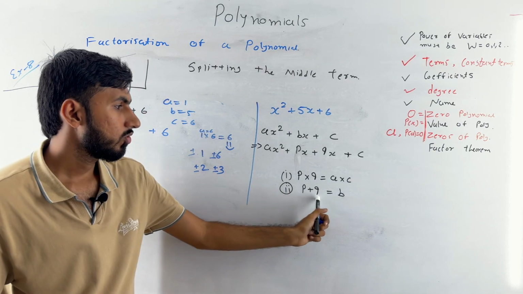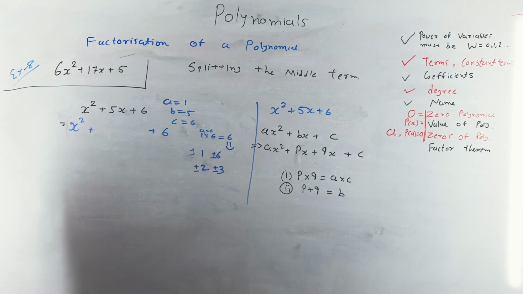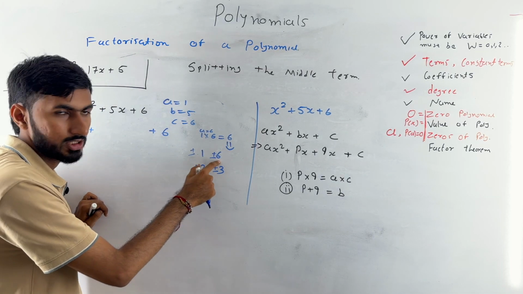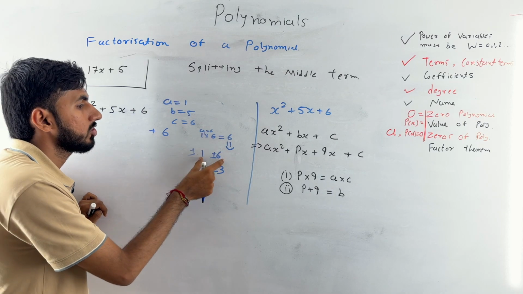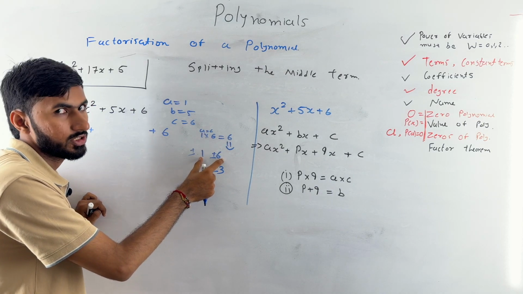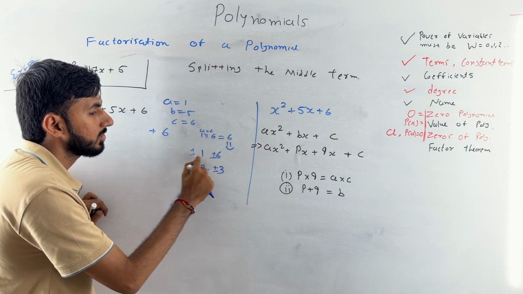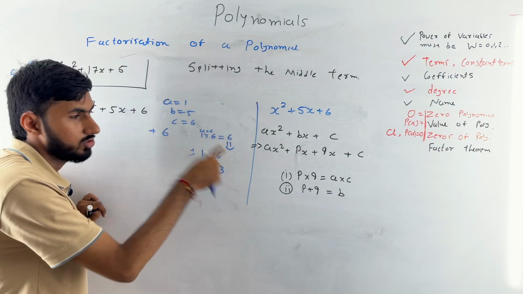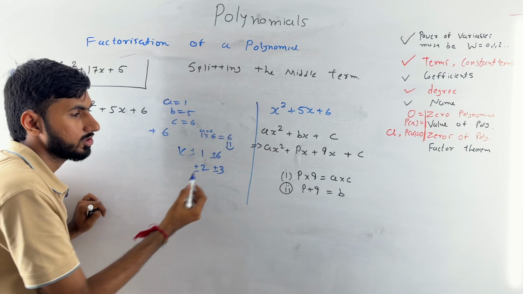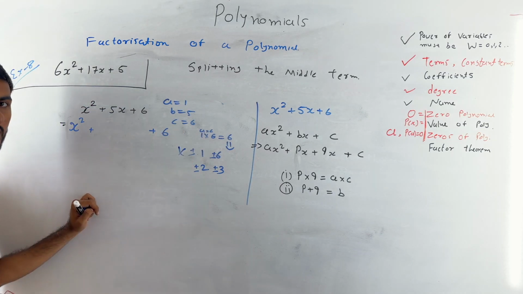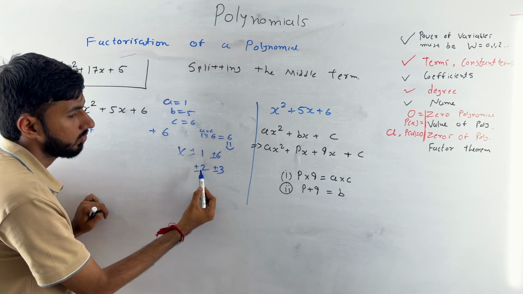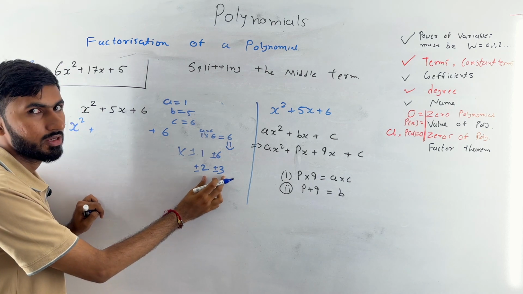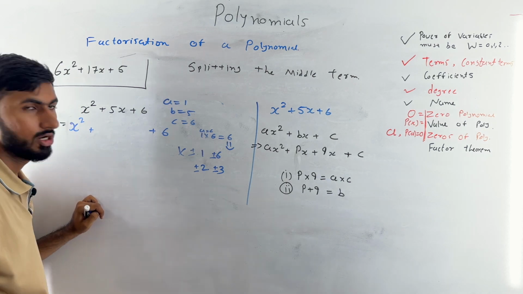Now my second criteria is that the addition of both splitting terms should be equal to the middle term b. Here I have b is equal to 5. So if I use 1 and 6, the addition of 1 and 6 will be plus 7. If I use minus 1 and minus 6, the addition of those two will be minus 7. So I cannot use this, because I have to get 5 as the addition, right? Now here I have plus 2 and plus 3. The addition of plus 2 and plus 3 will be 5. So yes, these are my two terms.